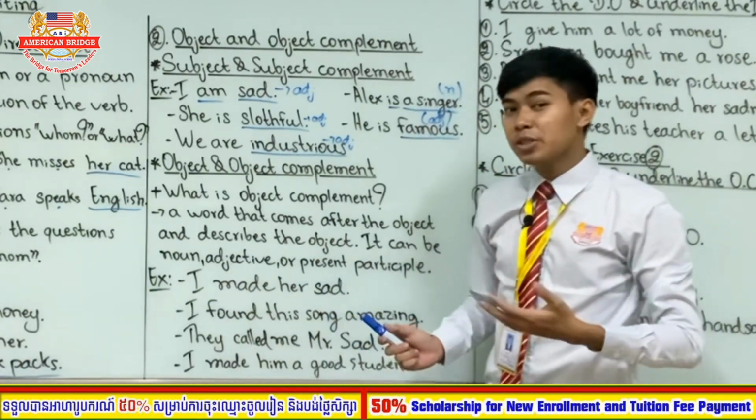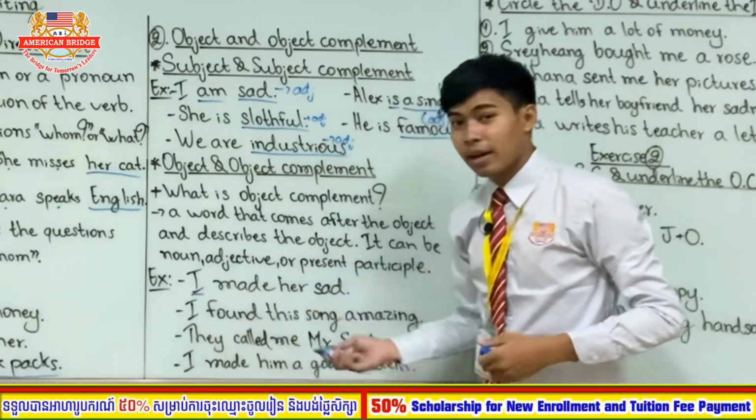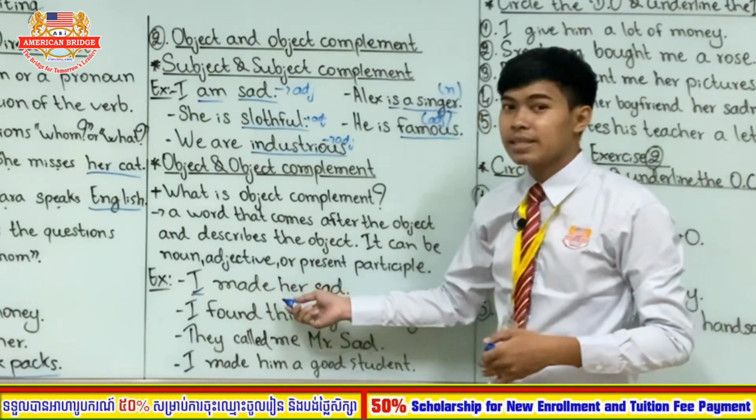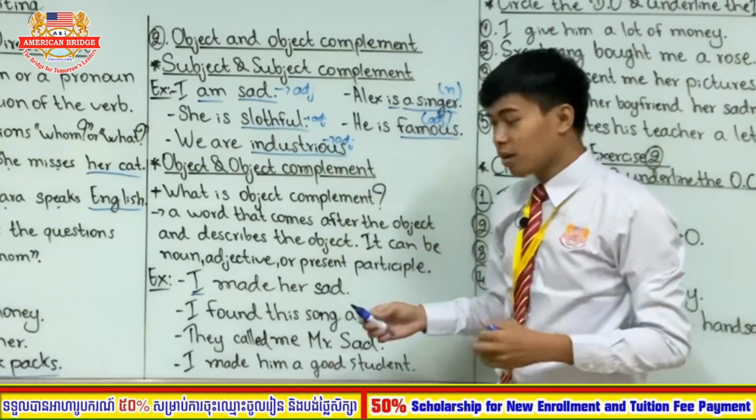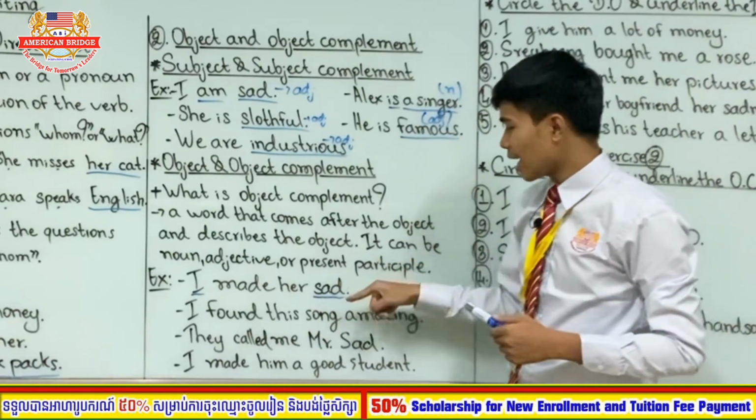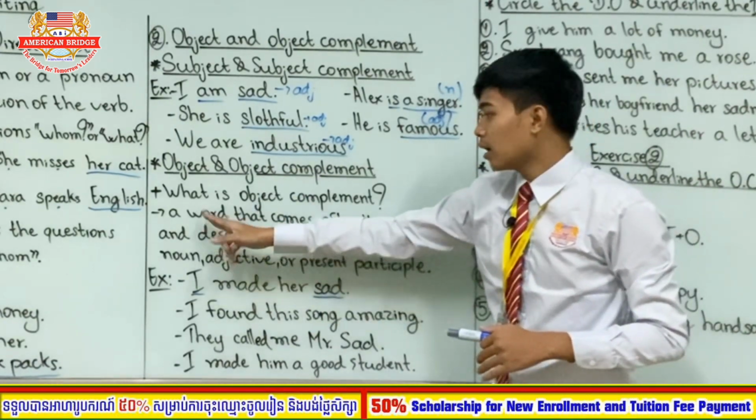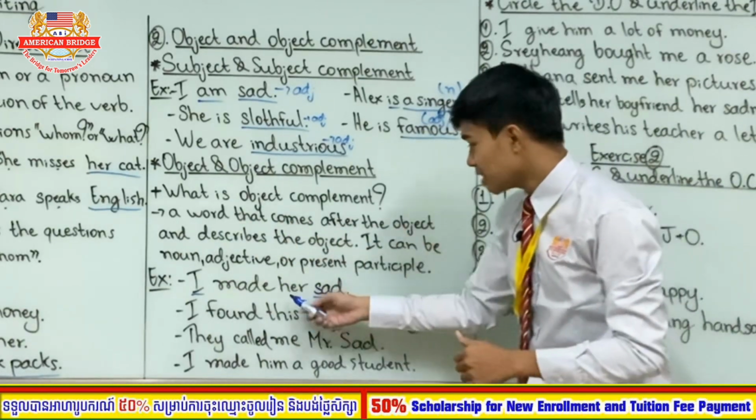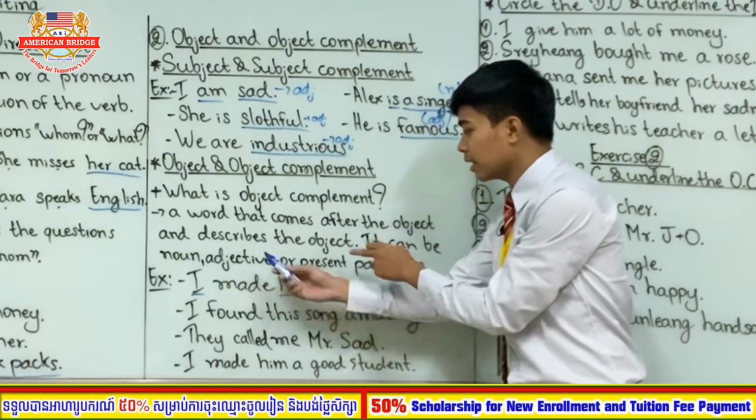Now I want you to identify. What is the subject? The subject is I, right? How about the verb? The verb is made, right? How about her? Her here is an object. Which one is the object complement? Sad. Why do I say that sad is an object complement? Let's look at the definition again. Object complement is a word that comes after the object. Here, her is an object, and the word sad comes after an object and it describes the object.